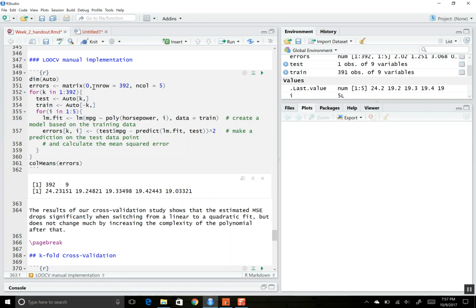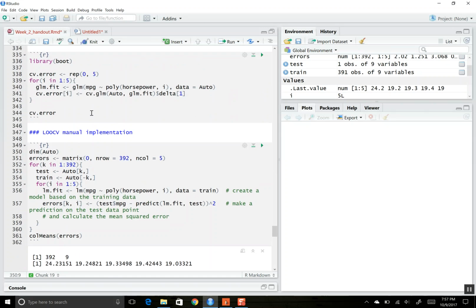The 9 dimension? The what dimension? 392 by 392? Oh, the 9 here says in our auto data set, there are 9 columns. We're only interested in 2, the miles per gallon and the horsepower column. But there were other ones like, I don't remember, weight and the name of the vehicle. So this has nothing to do with it.